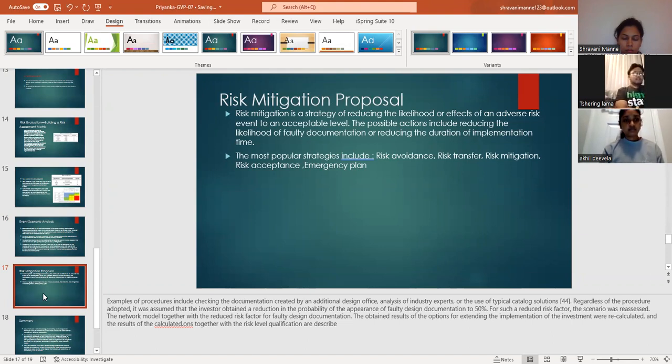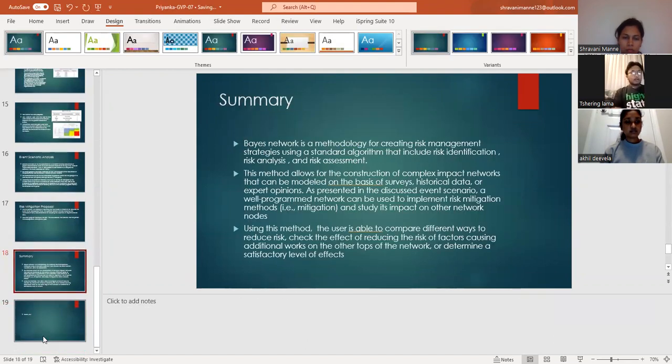Finally, the summary. Bayes network is a methodology for creating risk management strategies using a standard algorithm that includes risk identification, risk analysis, and risk assessments. This method allows for the construction of complex impact networks that can be modeled on the basis of surveys, historical data, or expert opinions.